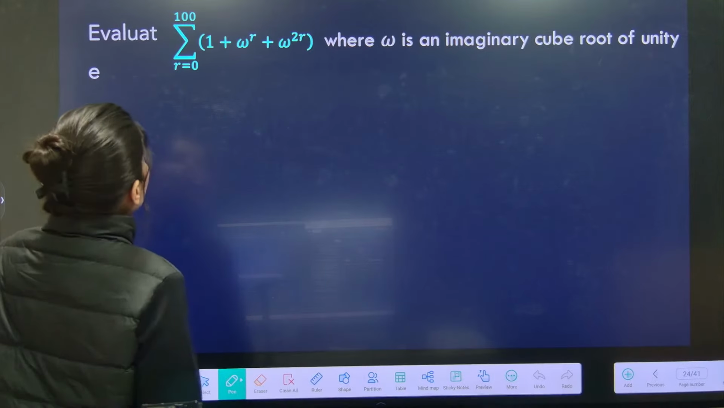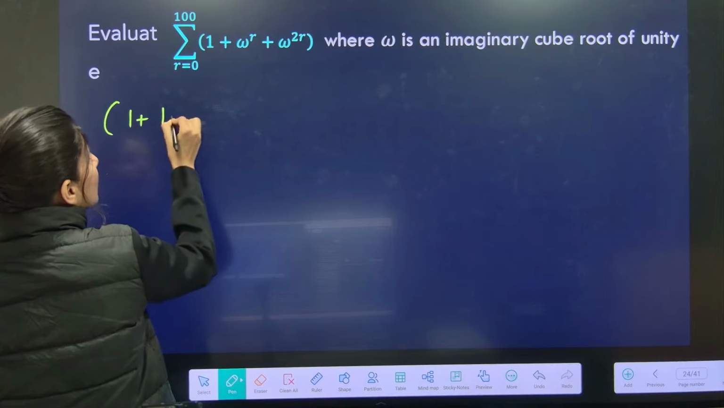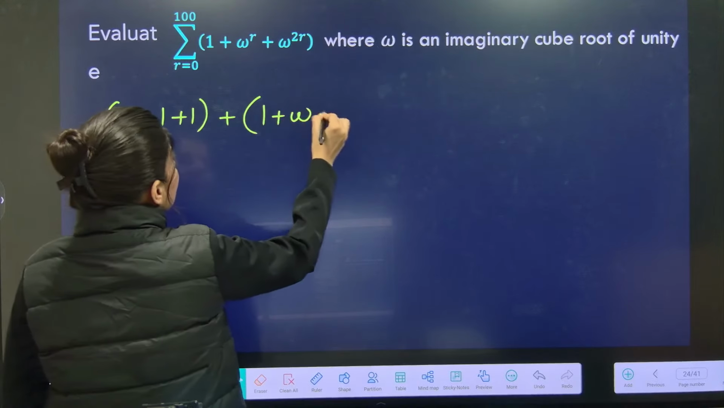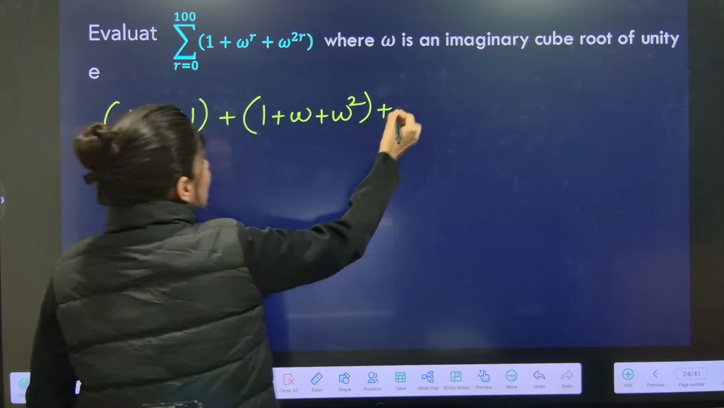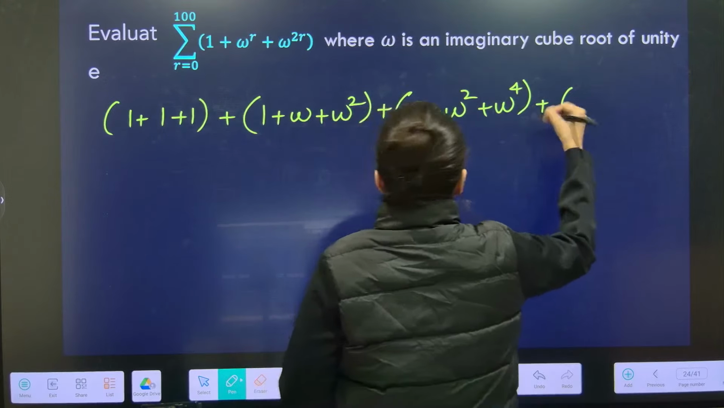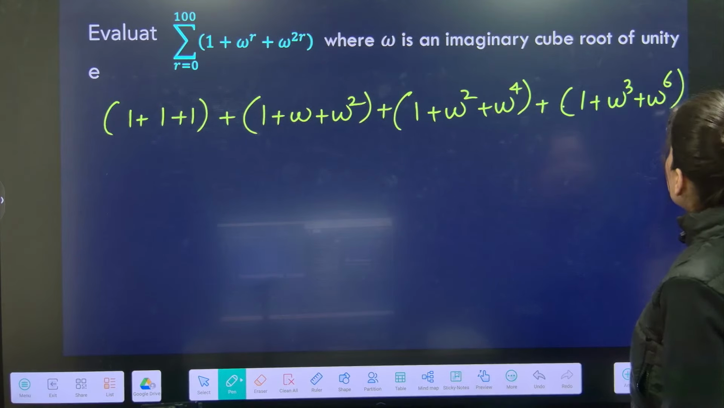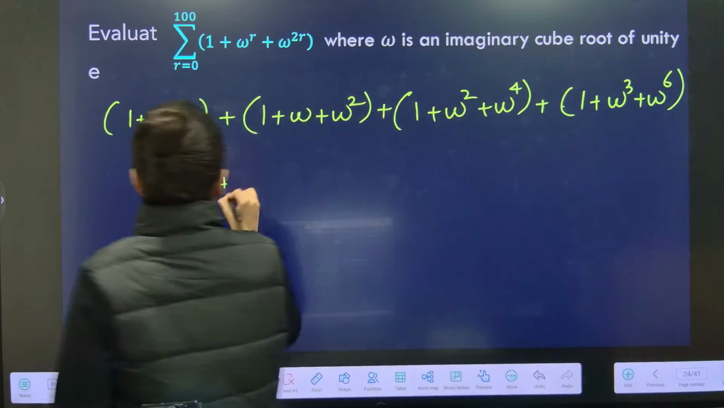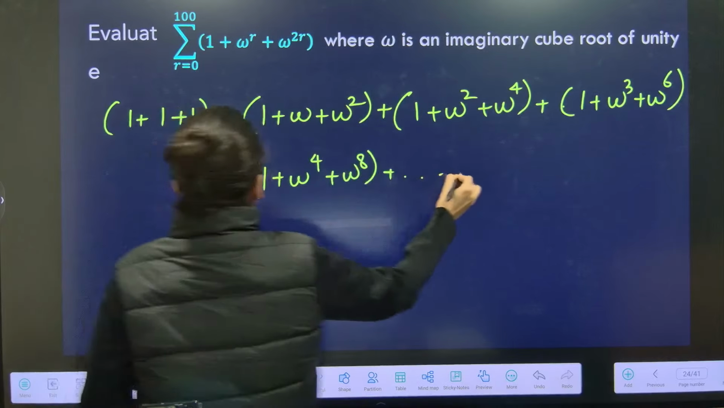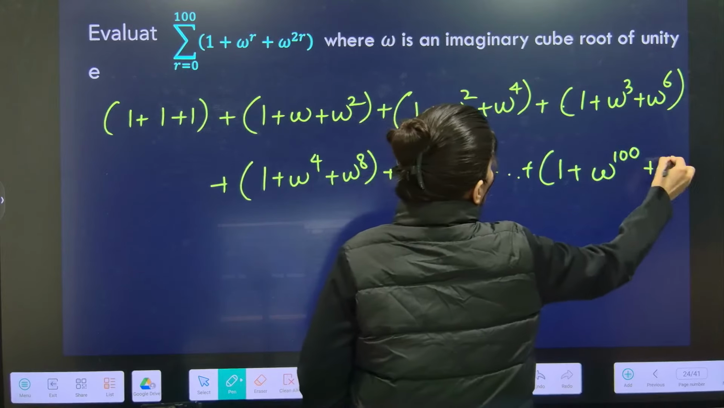Now let's solve this question. See, understand. Again, r is equal to 0. So let's open this sigma. If r is 0, this is 1 plus 1 plus 1. Now if r is 1, so 1 plus omega square plus omega squared terms. If r is 2, so 1 plus omega square plus omega power 4. And omega this time is 3, correct? So 1 plus omega cube plus omega power 6. If omega is 4, 1 plus omega power 4 plus omega power 8. And so on. Last will be 1 plus omega power 100 plus omega power 200.